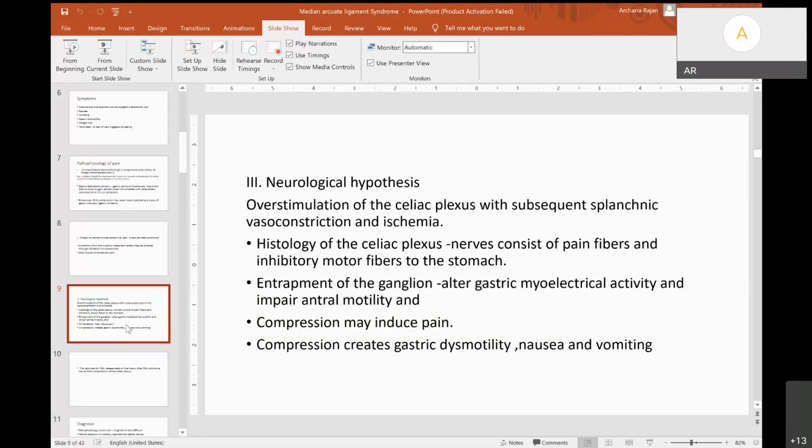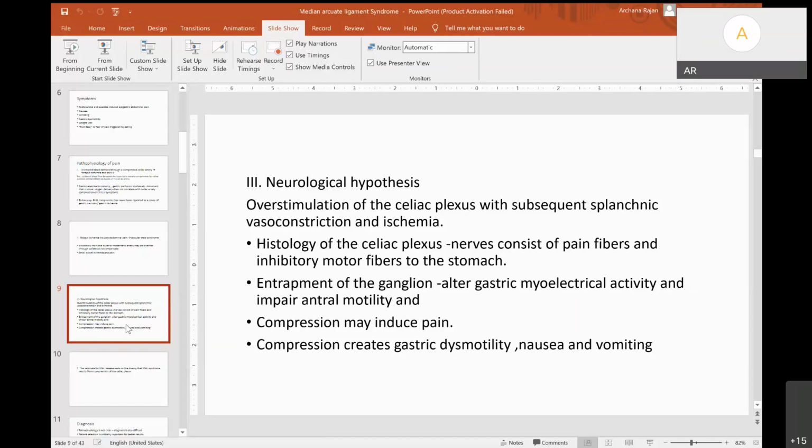Then the third one is the neurological hypothesis. This is the most accepted now recently. This one says that overstimulation of the celiac plexus with subsequent splanchnic vasoconstriction and ischemia causes the pain. And the celiac plexus, I have already shown the picture, branching between the vertebrae, which is seen compressing along with this compression of the celiac artery.